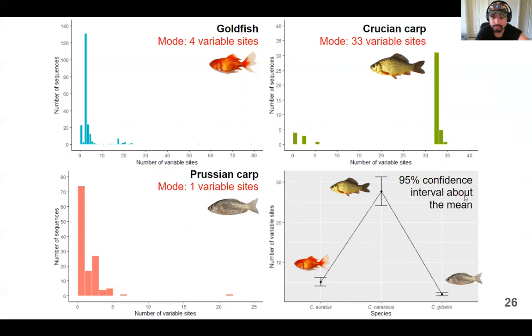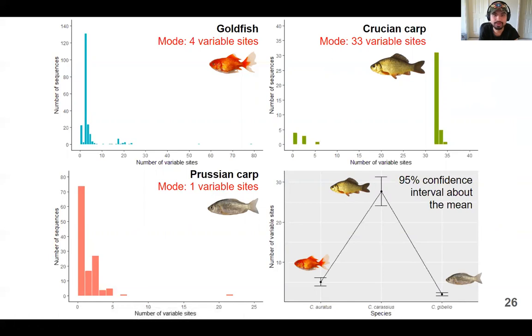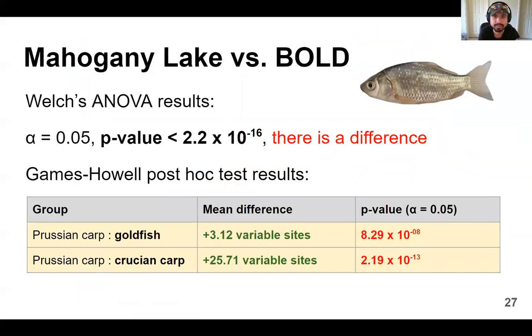When looking at this interval plot, we can see that the means for both goldfish and Prussian carp are greater than the mean for Prussian carp. Since we're dealing with differently shaped distributions, unequal variances, and very different sample sizes, we chose to do a Welch's ANOVA to compare means between the 3 species groups.